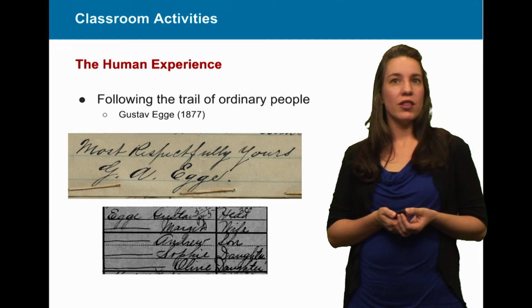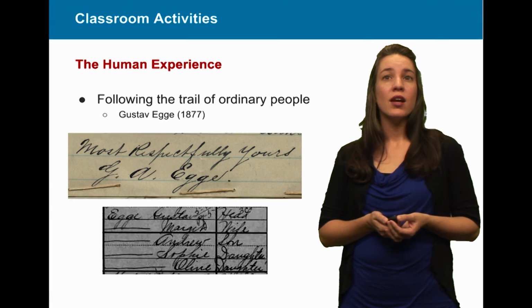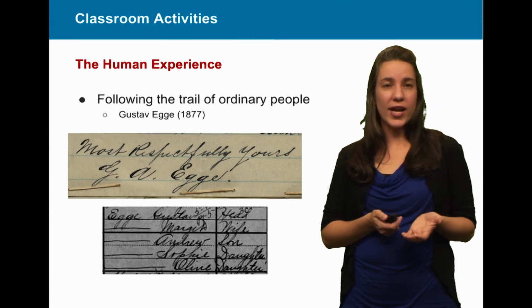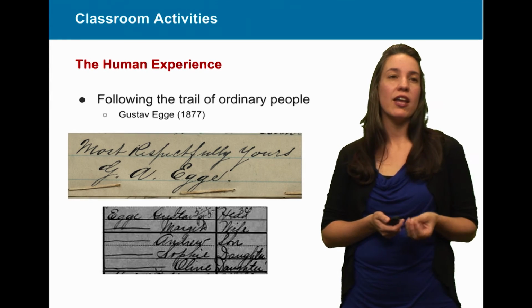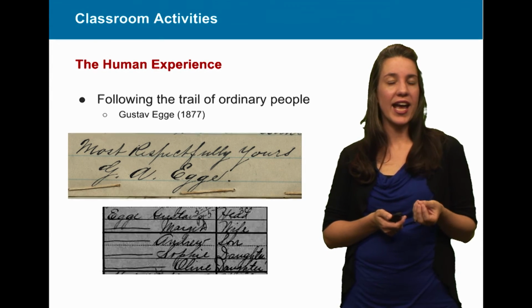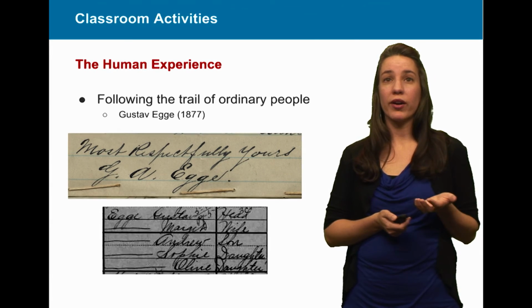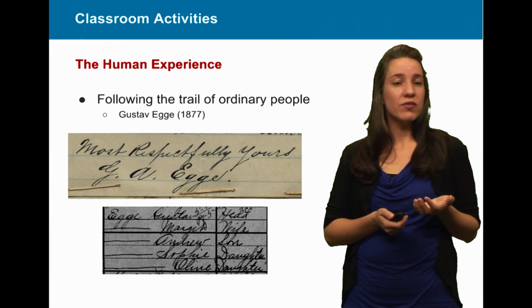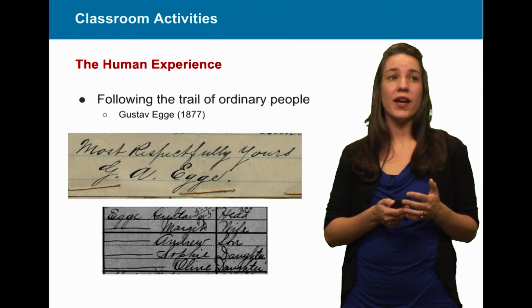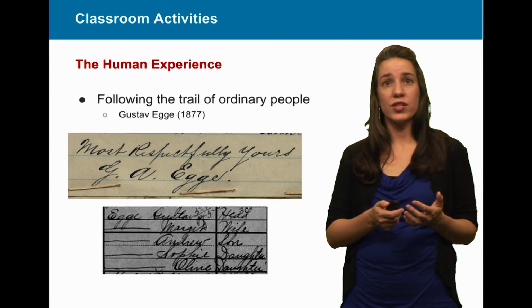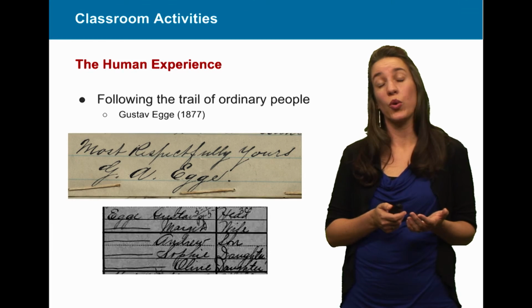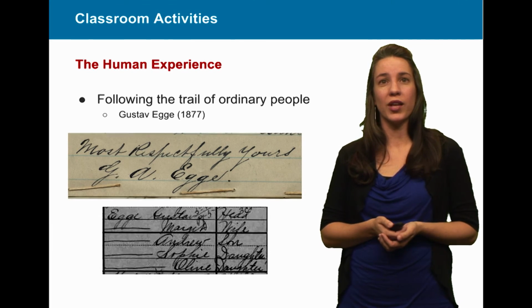I found a letter in the Minnesota Historical Society records from the 1870s during the grasshopper plagues in Minnesota. And it was written by this man named G.A. Eggy. And all I knew about him was his name, the date, and where he lived. Well, the letter was very sad. He wrote to the governor saying that they had no food, they had no resources, and that he was afraid he and his family were going to starve because of the grasshopper plagues.